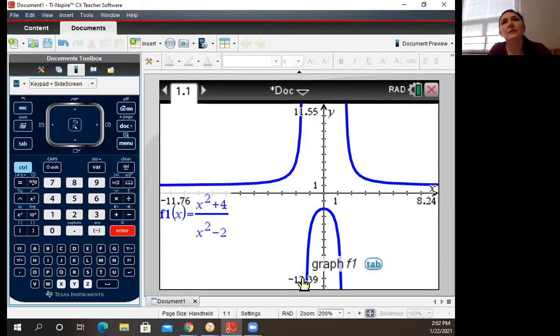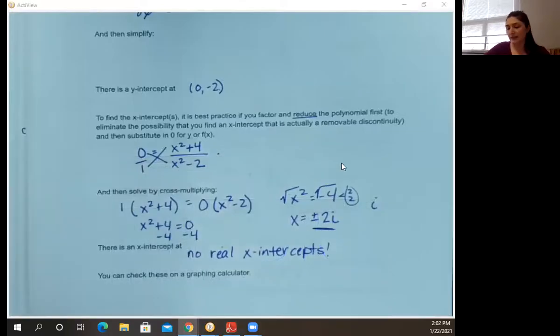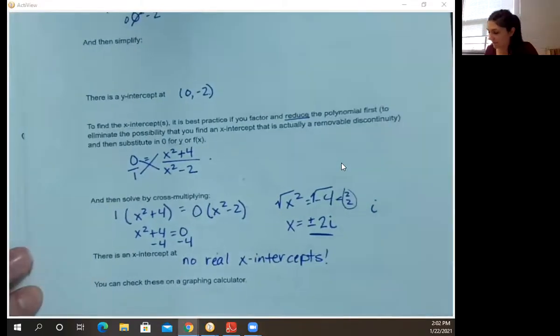And a couple vertical asymptotes as well. But I have a horizontal asymptote here right on the x-axis. So I'm not ever going to have any x-intercepts, which is why we found no real x-intercepts in our problem. Okay, we're going to take a look at one more example together for today.